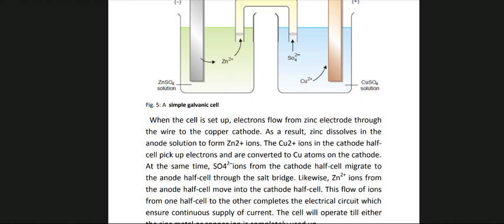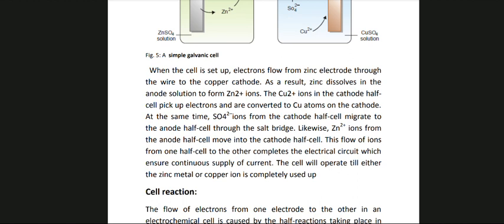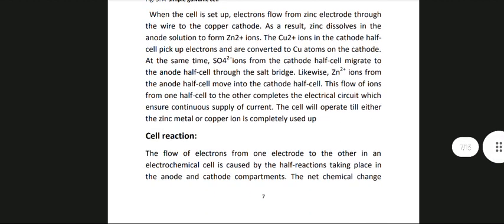The Cu2+ ions in the cathode half cell pick up electrons and are converted to Cu atoms on the cathode. At the same time, SO4 2- ions from the cathode half cell migrate to the anode half cell through the salt bridge. Likewise, Zn2+ ions from the anode half cell move to the cathode half cell. This flow of ions from one half cell to the other completes the electrical circuit, which ensures continuous supply of current. The cell will operate till either the zinc metal or copper ion is completely used up.